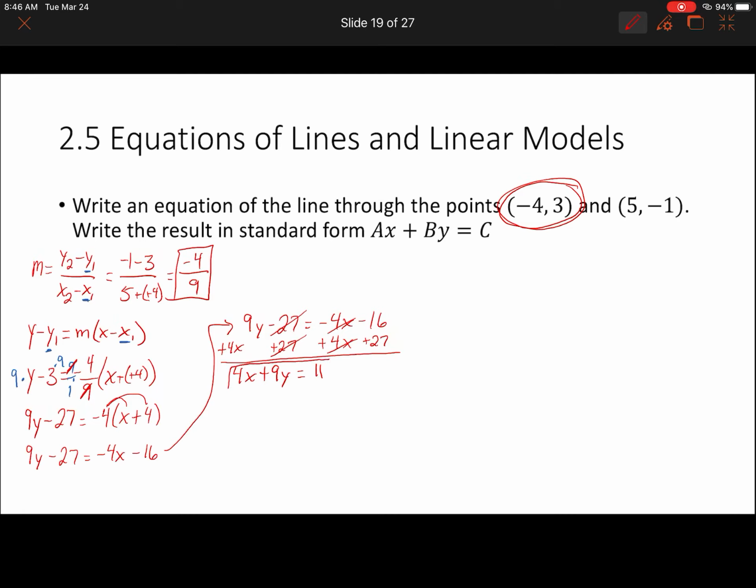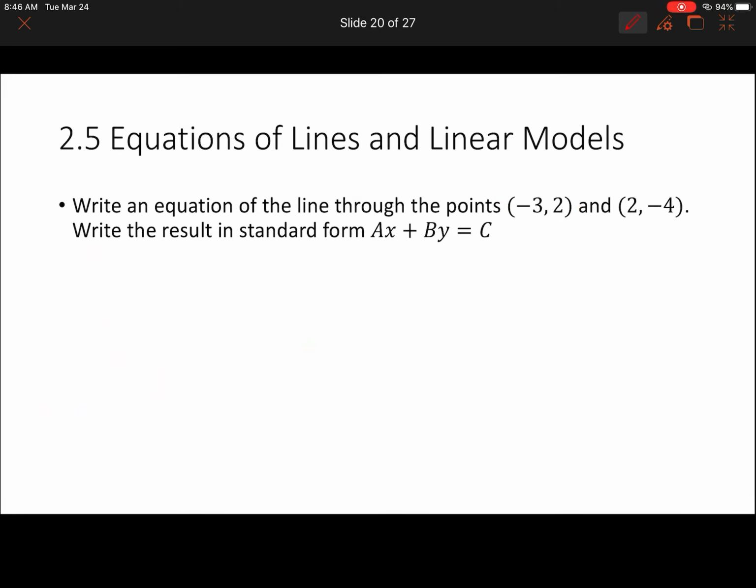And again, now this is in standard form. There's no fractions. The first number's not negative. And so there is our final answer. Again, if you have questions about that, if there's anything where I lost you, shoot me an email. Tell me which problem you're looking at, and I'll be glad to try to help you.